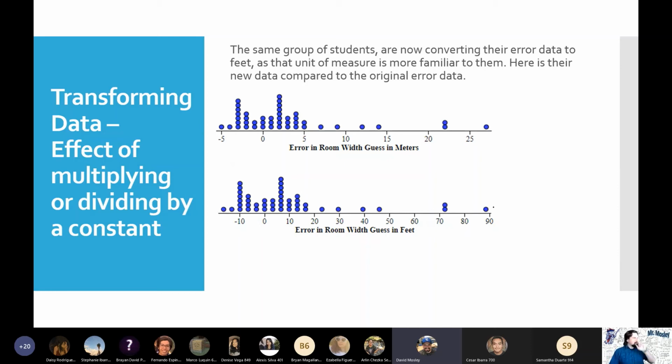So now, what's the only thing that stayed the same? There's only one thing that stayed the same when we did this type of transformation.